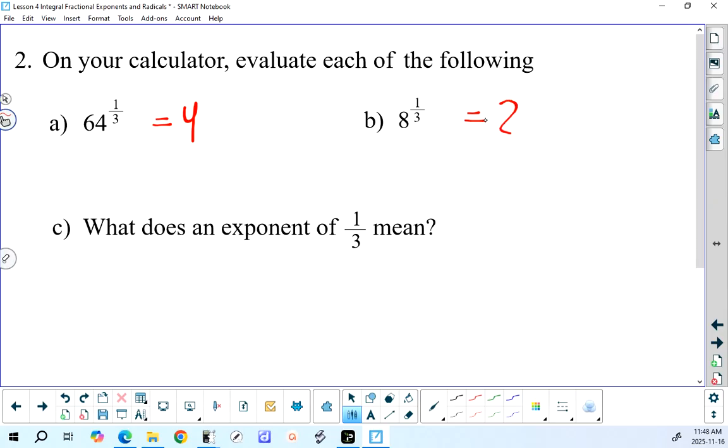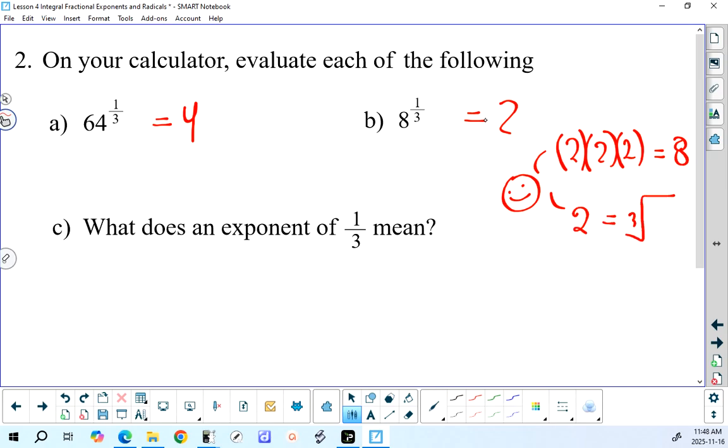So what's the connection here? Well, you can just make a mental note. I'm just hanging out on this side of the smartboard right now, so I'm going to talk about B first. That 2 multiplied by itself 3 times happens to give you the base of 8, which means that 2 is the cube root of 8.